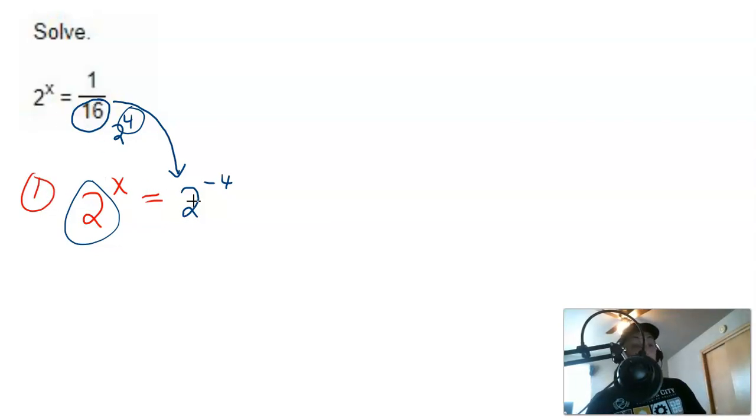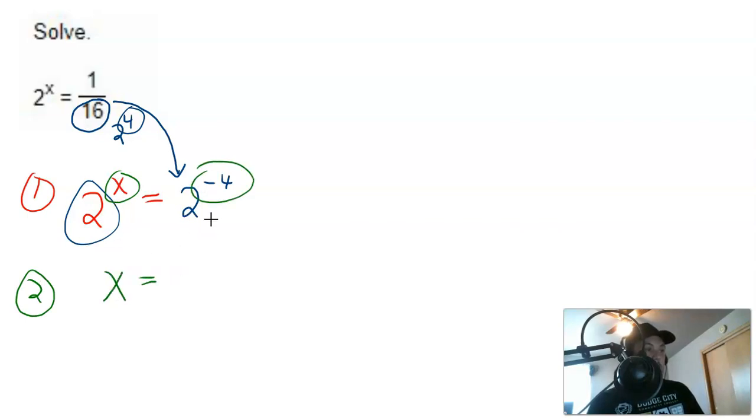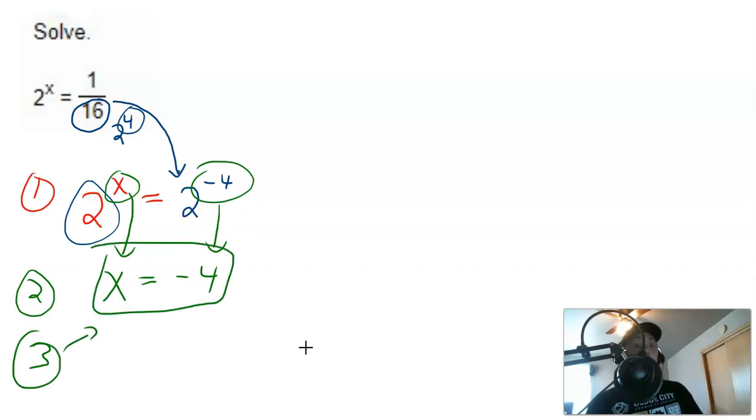All right, so that's step 1. Get both sides to have the same base. Step 2, set the exponents equal to each other. So we take the exponent from the left-hand side, which is x, set it equal to the exponent from the right-hand side, which is negative 4. And then step 3, in this case, there's not even anything to do. It's already solved for x, so that's our solution.